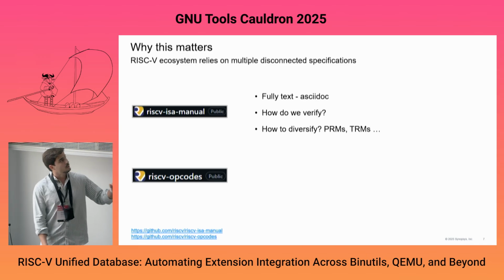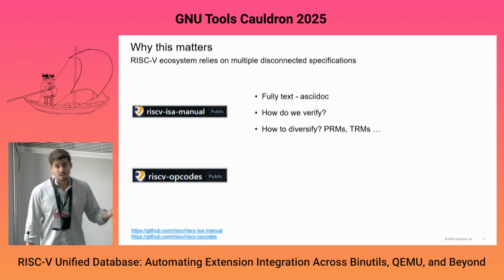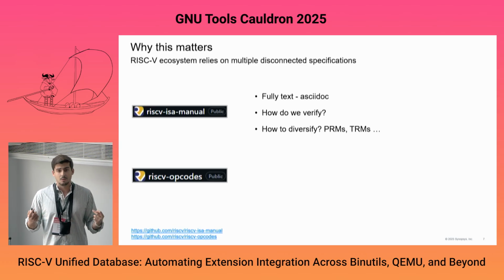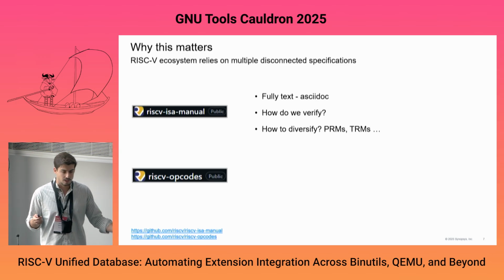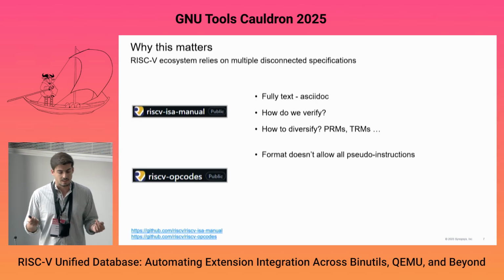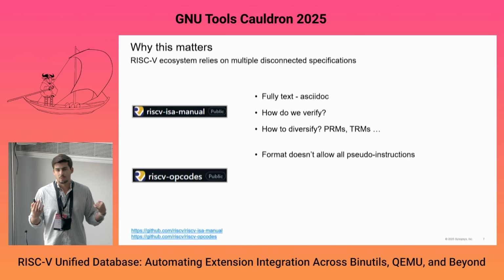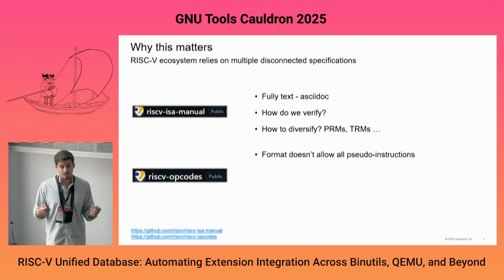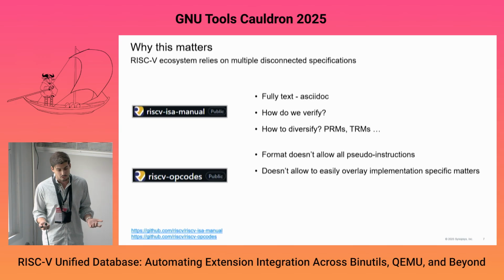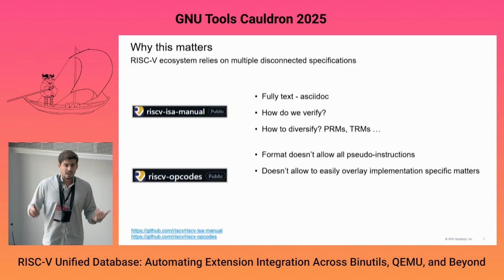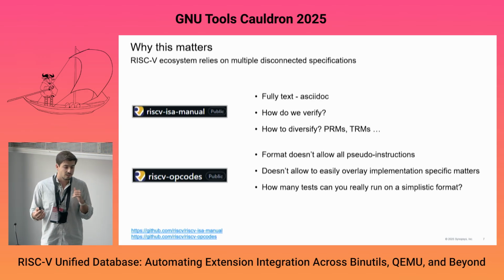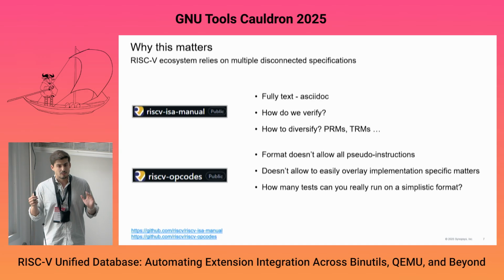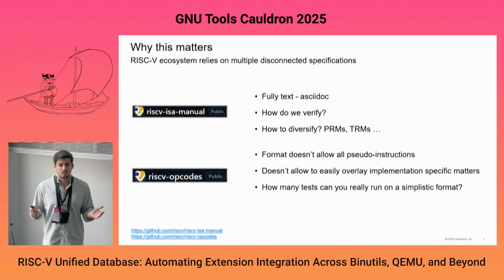Moving on to the RISC-V opcodes, this is a more verifiable one. It's machine-readable, but I really tried to encapsulate all the RISC-V specification here. I tried to submit some patches, and I eventually came to the conclusion that it doesn't allow all pseudo instructions. So you'll never be able to overcome that, because the format doesn't allow it. It also doesn't allow you to specify your implementation-specific mirrors there. And how many tests can you run on that simplistic format? You may run some, but you definitely won't be able to test everything we would like to test.